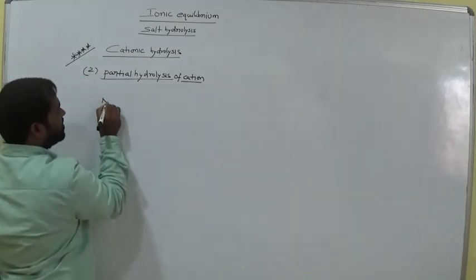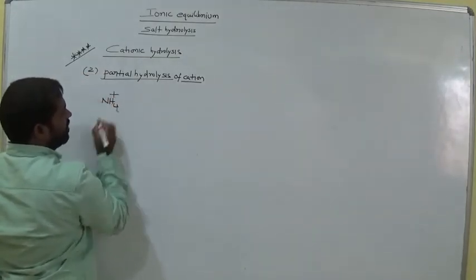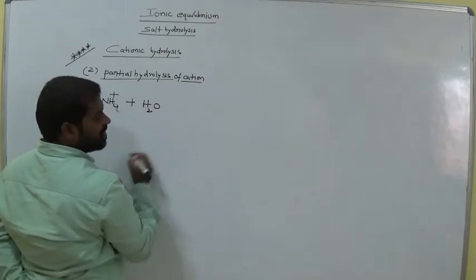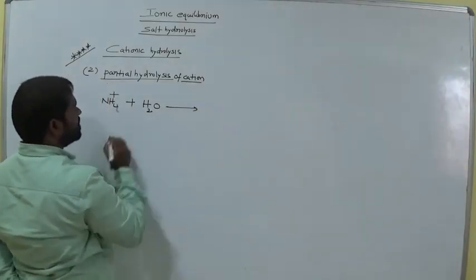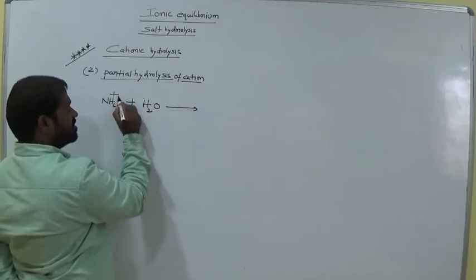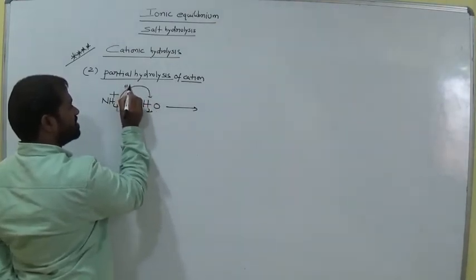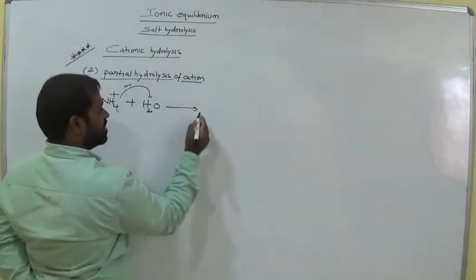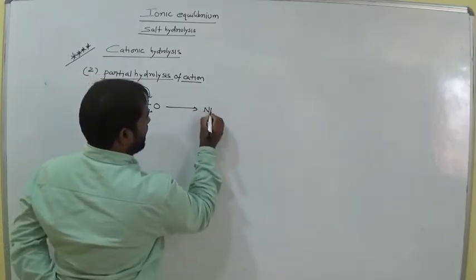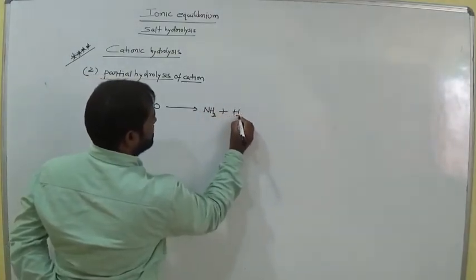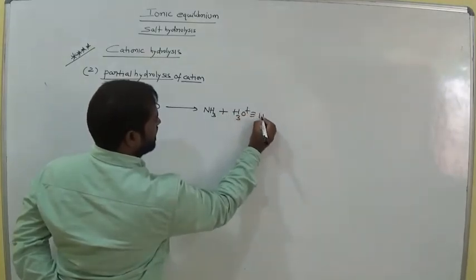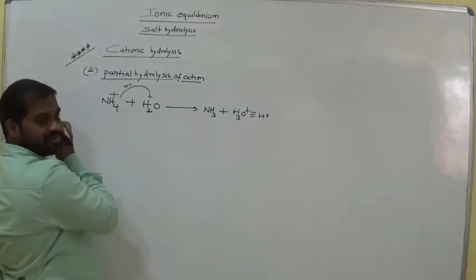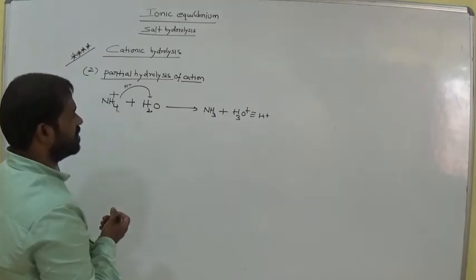So let's see, NH4+, the ammonium ion, we add H2O, clear? Now it has excess hydrogen, am I right? So now it can donate the H+, clear? Proton donor is called an acid, proton acceptor is called a base. Now it gives NH3 and H3O+. It is equivalent to H+, am I right? Excess H+. Clear, all of you? Everyone?